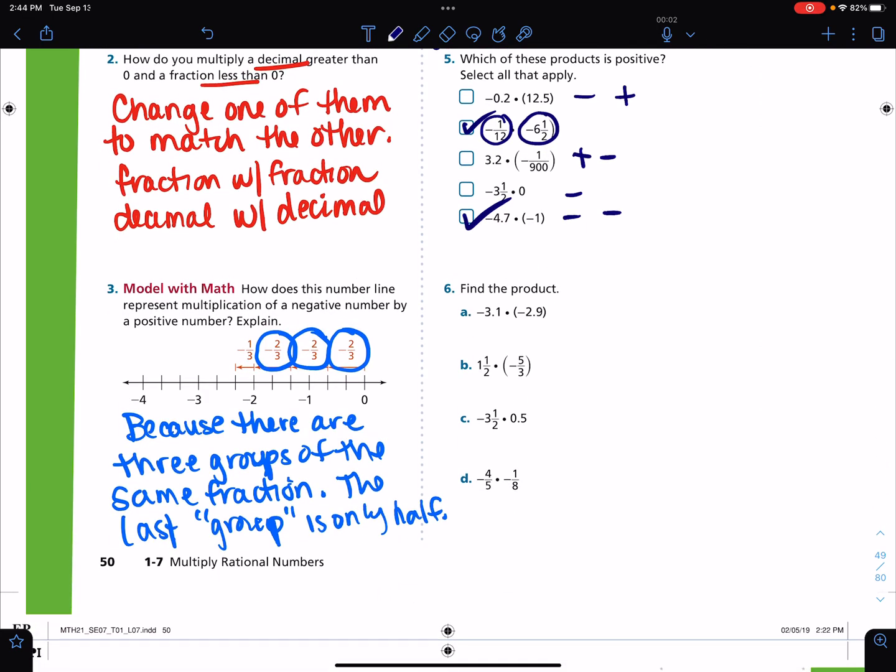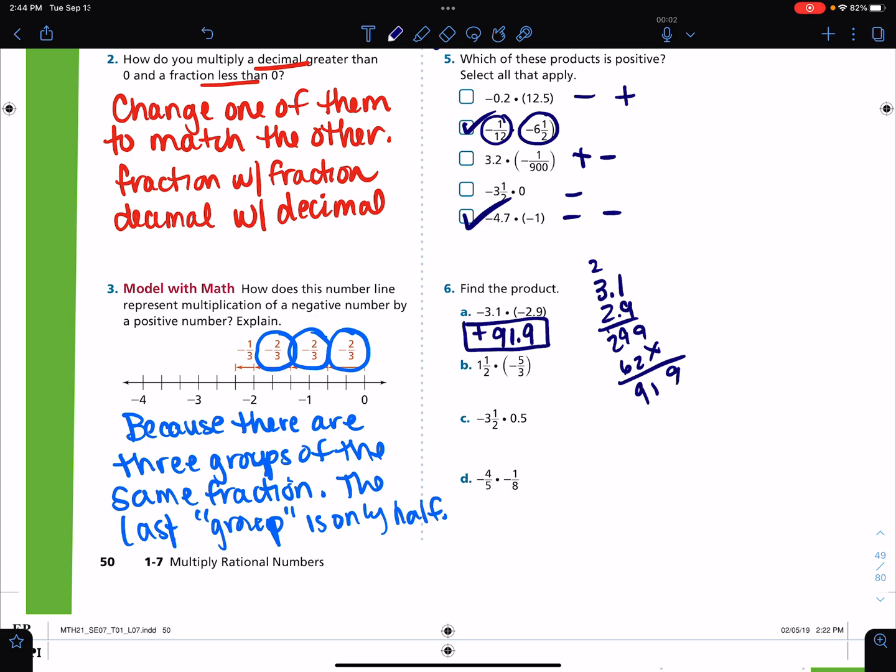Okay, these down here, find the product. This would just be basic multiplication, and it will be a positive answer. Put my answer right there at the end. 3.1 times 2.9: 9, 27, 28, 29. And then 2 times 1 is 2, 6, 9, 1, 1, 9. So 91.9, and it's positive.